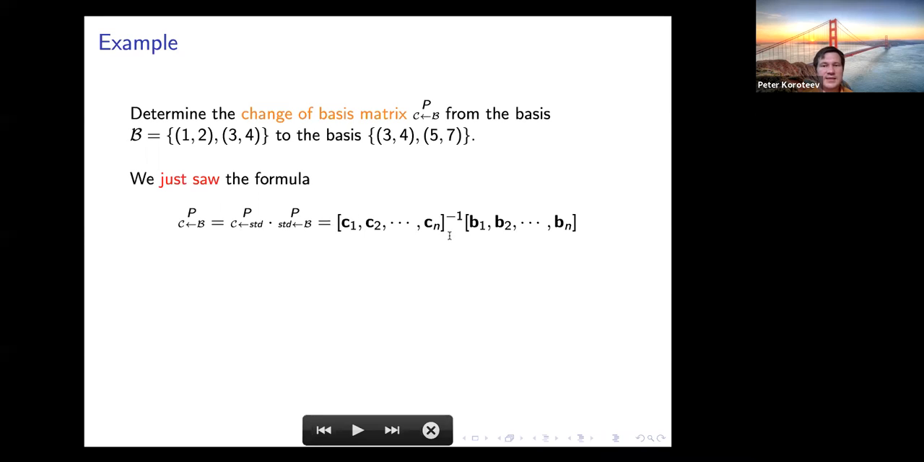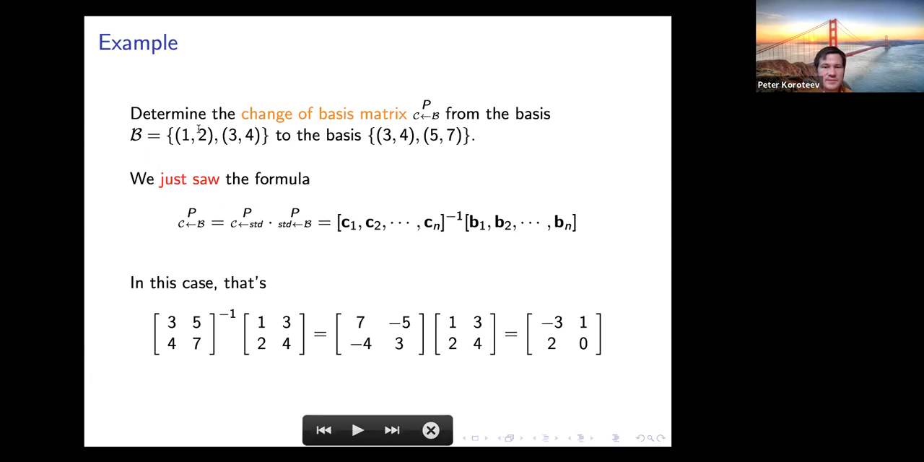So we take the inverse of the matrix of these guys, and then times the matrix formed by columns from these guys, right? So it's [3, 4; 5, 7] inverse multiplied by [1, 2; 3, 4]. You can easily invert this 2x2 matrix and do the multiplication, and that's what we get. You get [-3, 1; 2, 0].